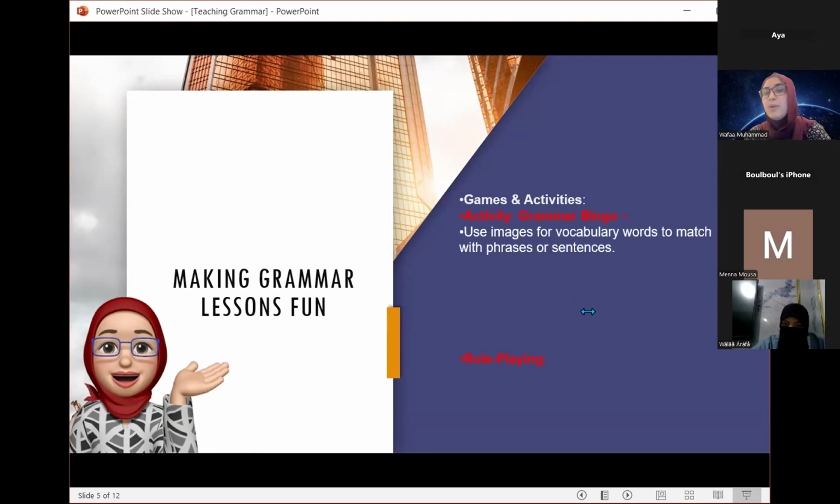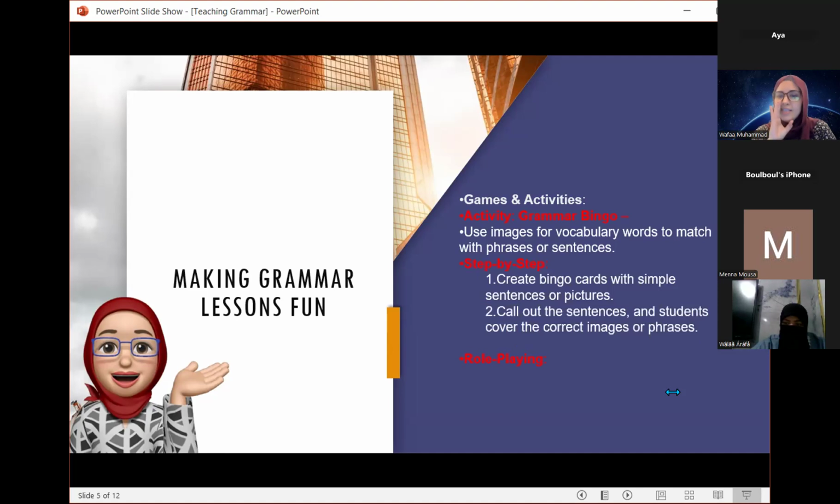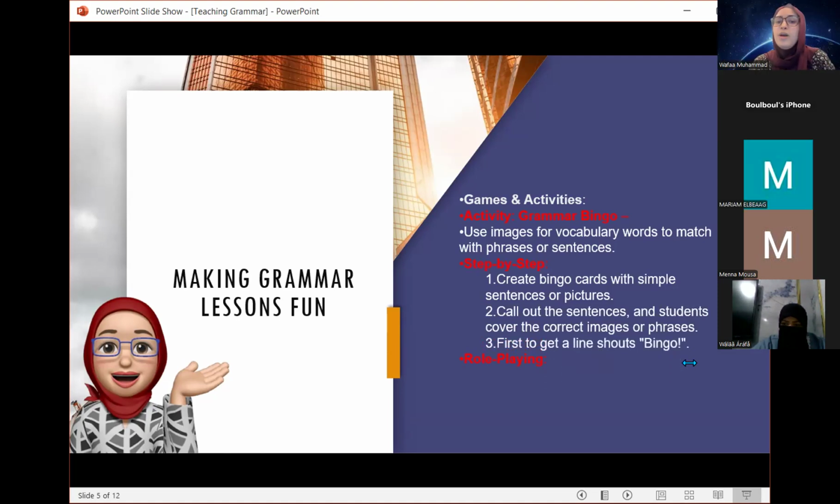One of the activities is the bingo. You use images of vocabulary words to match with phrases or sentences. You have the picture and you have the written words. Or you create bingo cards with simple sentences or pictures. You call out the sentences and the students try to cover the correct image or phrase, and the one who finished first says bingo, and so on.